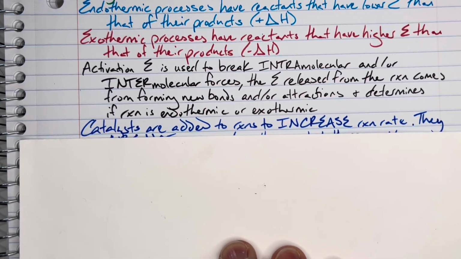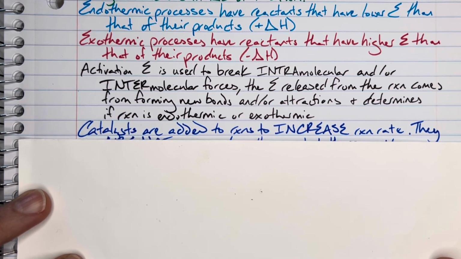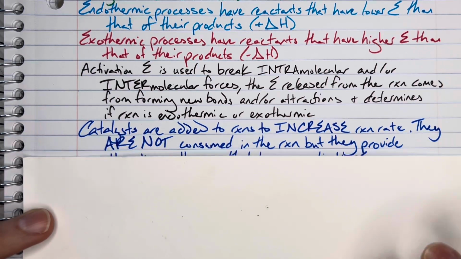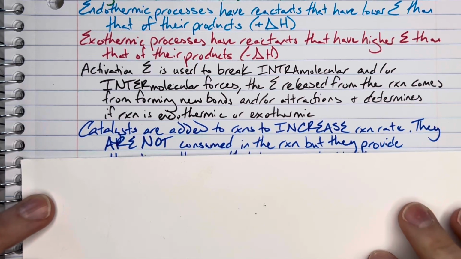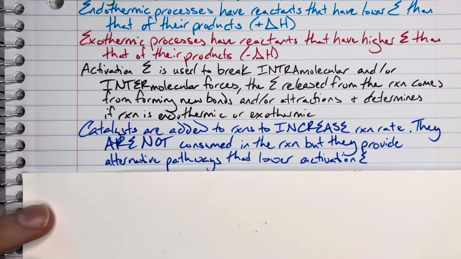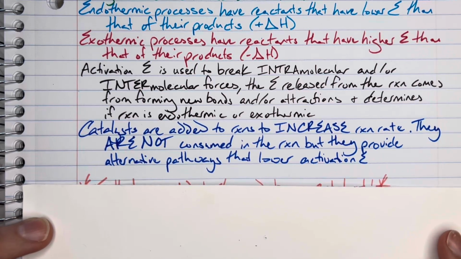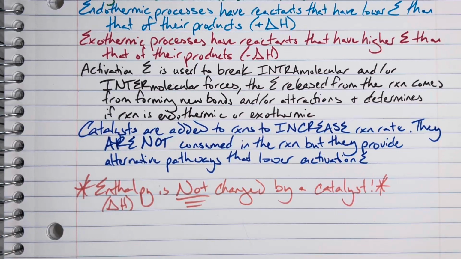Catalysts are added to reactions in order to increase the overall reaction rate. They are not consumed in the reaction, but they do provide alternate pathways that overall lower the activation energy. Another very important thing to note is that your overall enthalpy, your change in H or delta H, is not going to be changed by a catalyst. So you won't change the reaction from being endothermic to exothermic or the reverse. That's not going to happen with an addition of a catalyst.